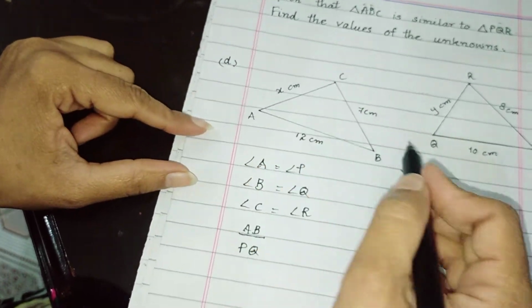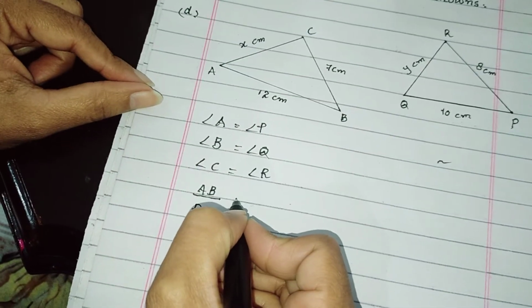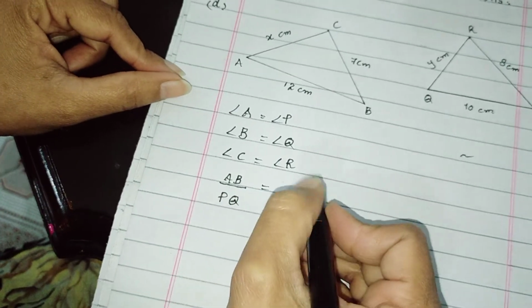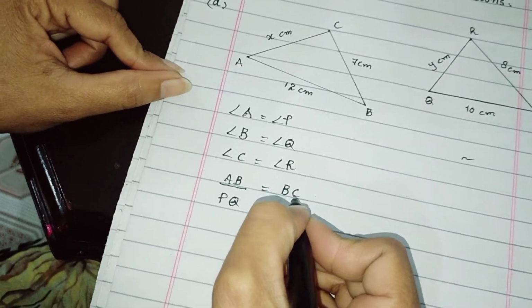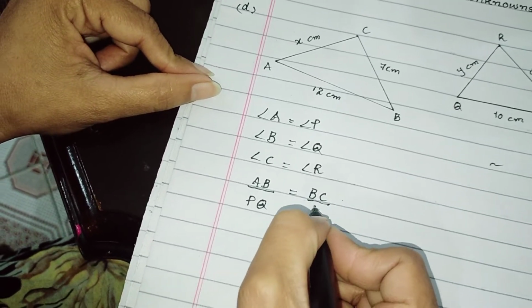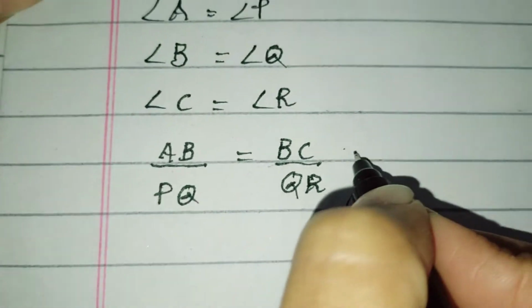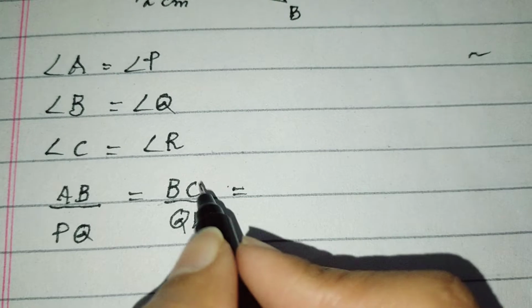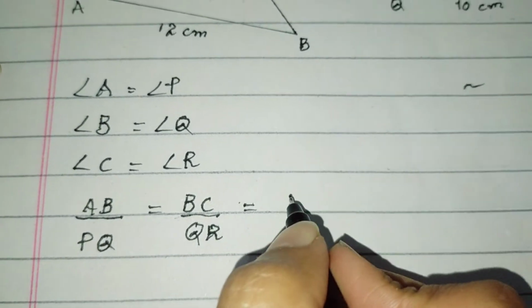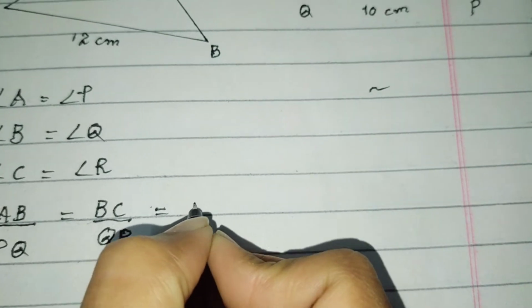And all sides are equally proportional, right? So AB over PQ is equal to BC over QR, as BC and QR are proportional to each other, and these two sides are proportionally equal to AC and PR.